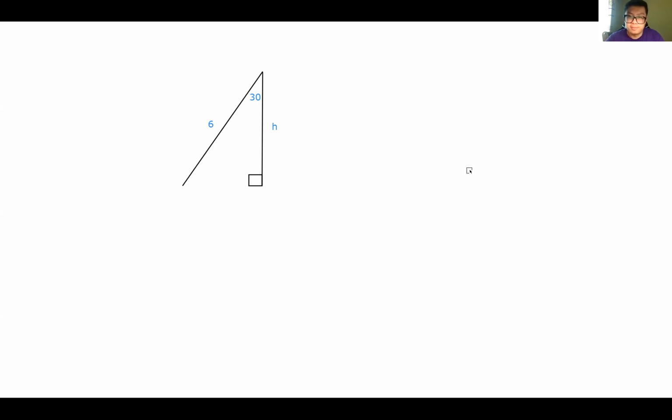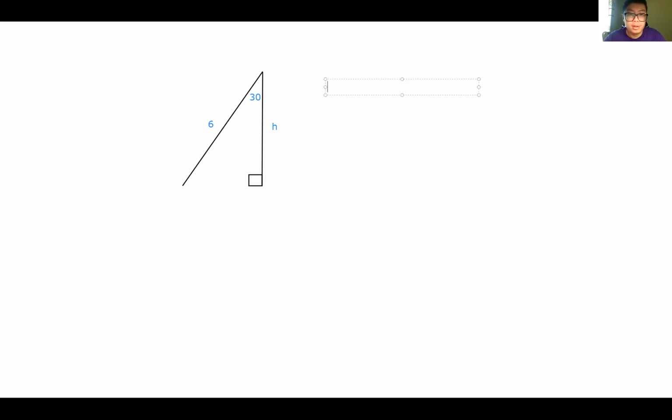Good, cosine. Remember, cosine is adjacent divided by hypotenuse. So let's look at where the angle is. It's 30 degrees. 30 degrees is between the hypotenuse, which is 6, and its adjacent side, which is h. H is the adjacent side because it's touching the 30-degree angle. So this ratio would be adjacent over hypotenuse. And this ratio is equal to cosine. So we will use this property. So we have, I'll write it out.